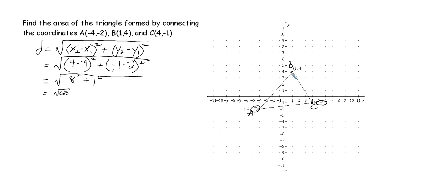Now we need to find the perpendicular line that passes through point B and intersects the line on which the segment AC resides. So there's several things we're going to have to do here. We're going to have to first determine the slope of the line that passes through line segment AC, because of the relationship of the slopes of perpendicular lines, which is that they are opposite reciprocals of one another.